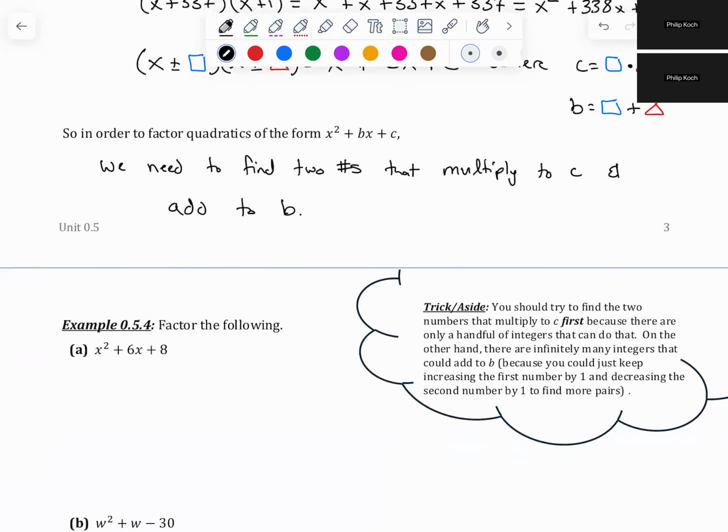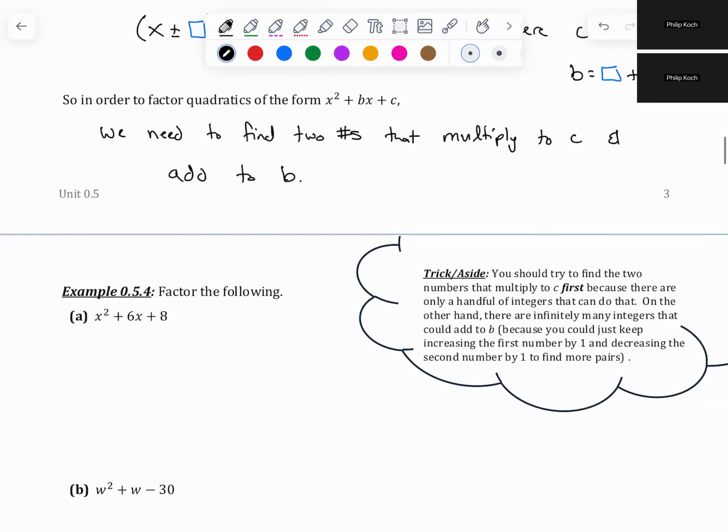So as a little aside or a trick, you should always try and find the two numbers that multiply to C first, because there are only a handful of integers that do that, right? If C is 6, there are only 4 combinations: 1 and 6, 2 and 3, 3 and 2, 6 and 1. There's only 4 combinations that work. But there are infinitely many integers that could add to B, because all you need to do is add 1 to one of them and subtract 1 from the other term, and you find another pair, right?